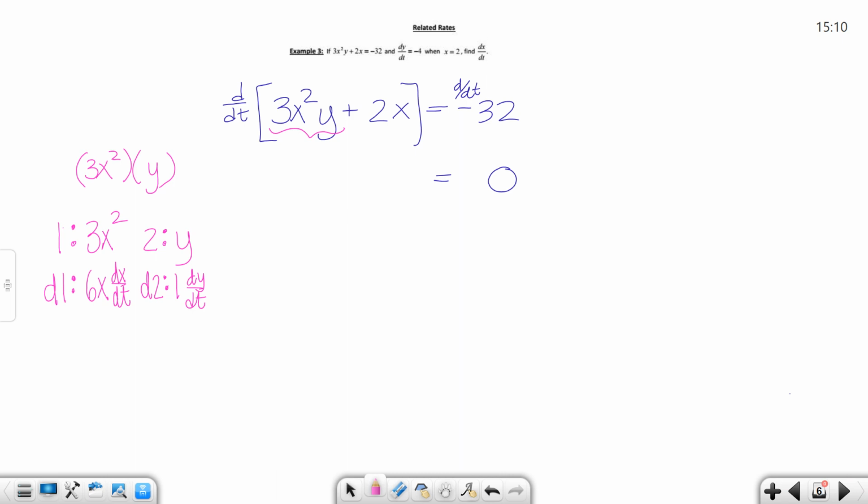So when we get ready to put that in, my derivative would be function 1 d2 plus function 2 d1. Now that's two terms, but that only covers that 3x squared y. So now you still have to take the derivative of the 2x rather. So taking the derivative of this guy, you would get plus 2 dx dt, and that's going to equal 0.